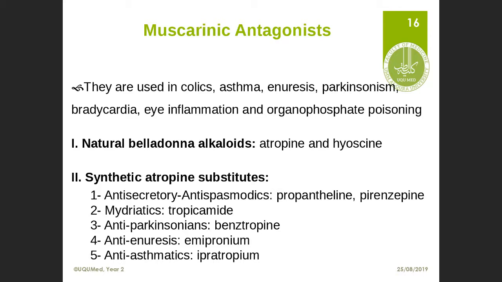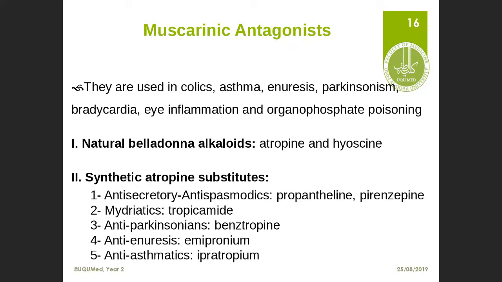So we have two types of classification of the muscarinic antagonists. One is the natural belladonna alkaloids, atropine and hyoscine, and now we have some synthetic atropine substitutes. The reason for the synthetic atropine substitutes is that atropine and hyoscine are natural compounds, and therapeutic monitoring of drug dose is very critical in their administration, because they can produce severe side effects if you are not monitoring the dose.